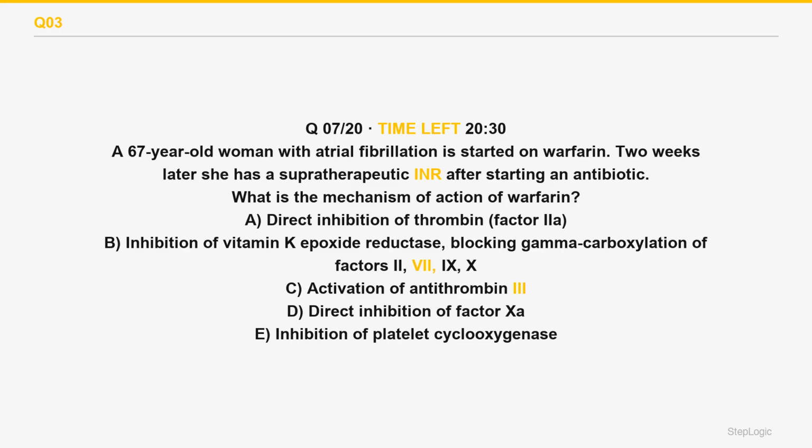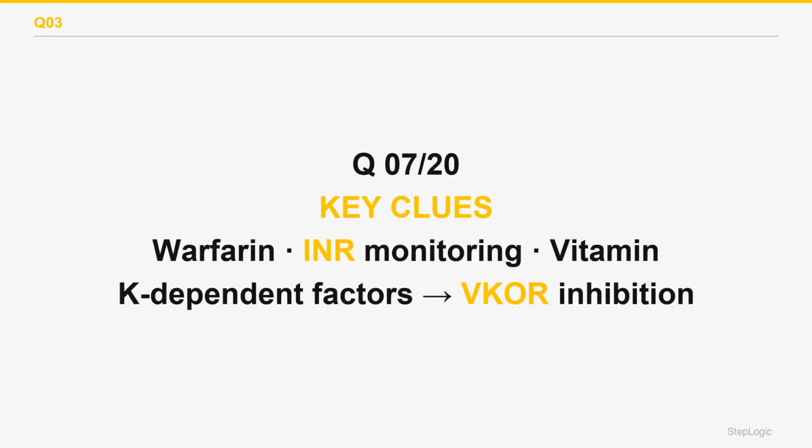Read the command, mechanism of action of warfarin. Atrial fibrillation, warfarin, INR monitoring, vitamin K dependent factors. Warfarin inhibits vitamin K epoxide reductase, VKOR. This enzyme regenerates the reduced active form of vitamin K. Reduced vitamin K is the cofactor for gamma carboxylation of glutamate residues on factors II, VII, IX, and X, plus proteins C and S. Without carboxylation, these factors cannot bind calcium and are functionally inactive.